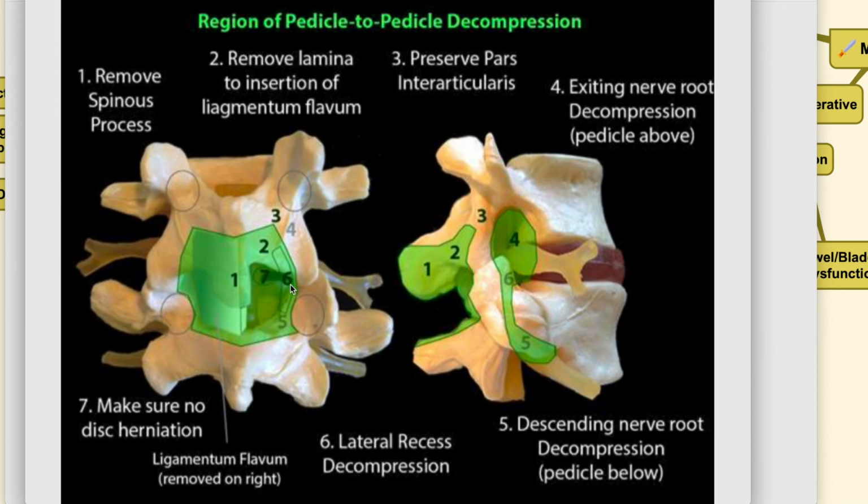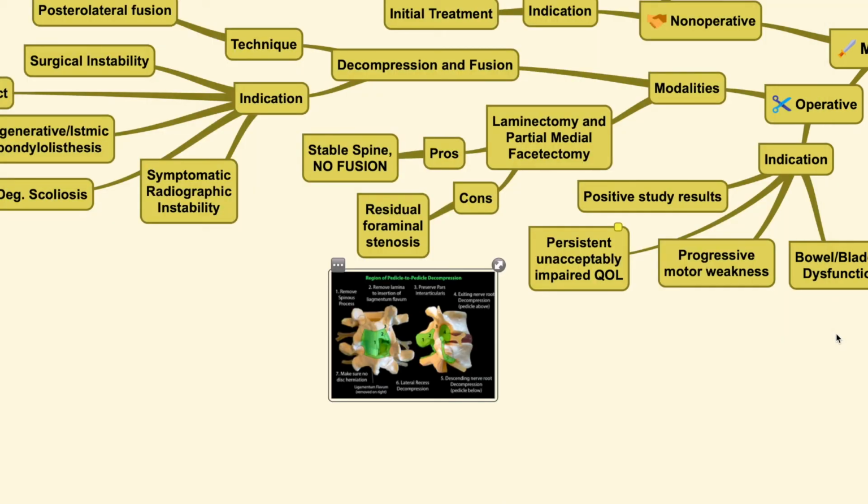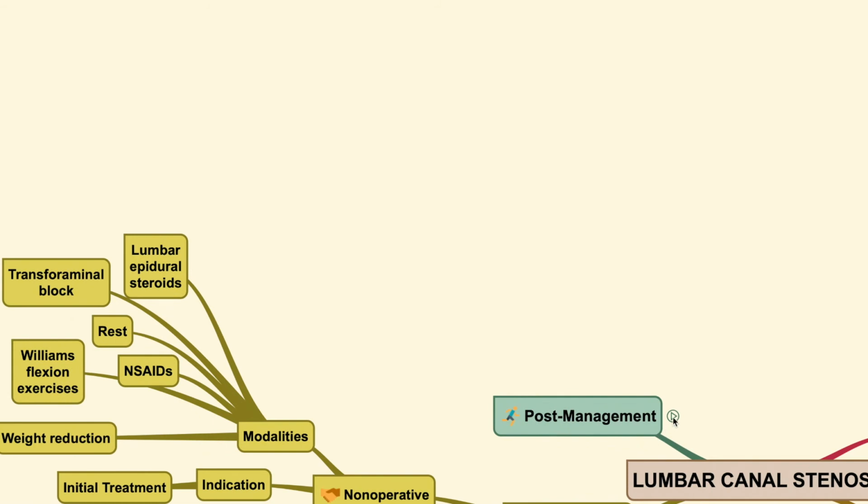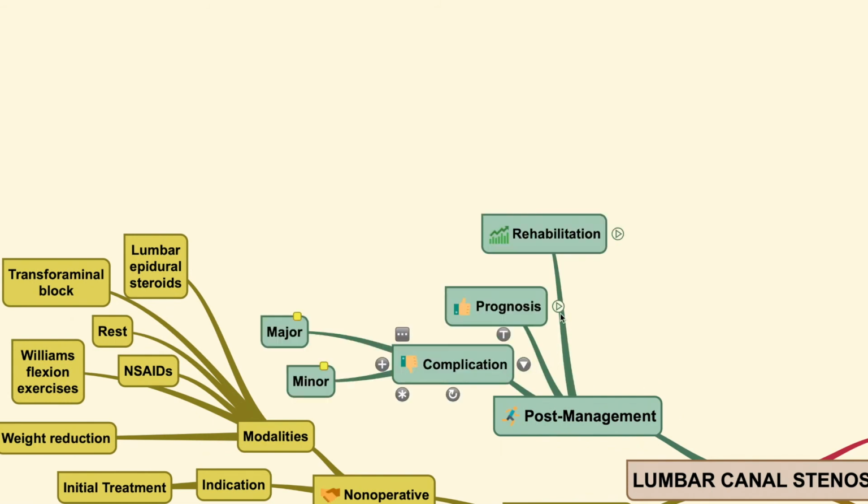Then we continue to decompress the pedicle below, followed by decompression of the lateral recess area, and then last, make sure that there is no disc herniation. You need to look anterior to this spinal cord here to make sure there is no disc herniation that compresses this cord from the anterior aspect. Now afterwards, the post-management program should include an intense rehabilitation program.